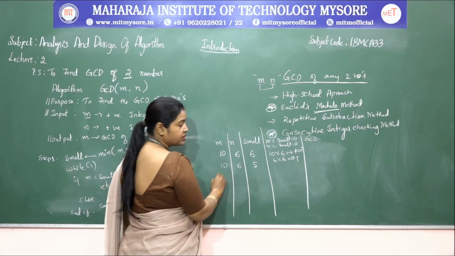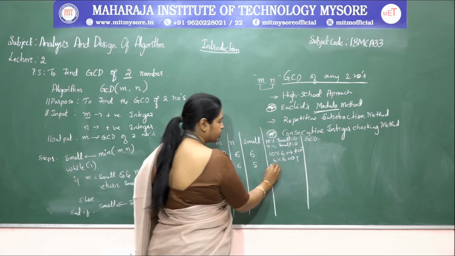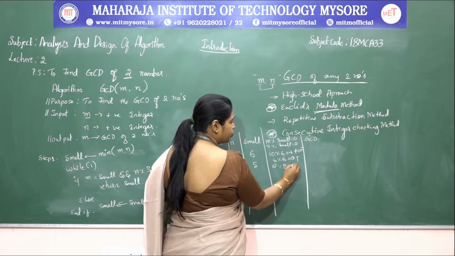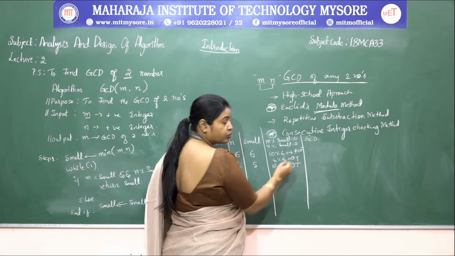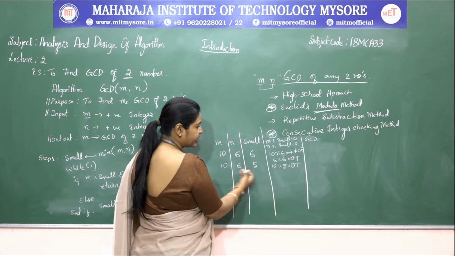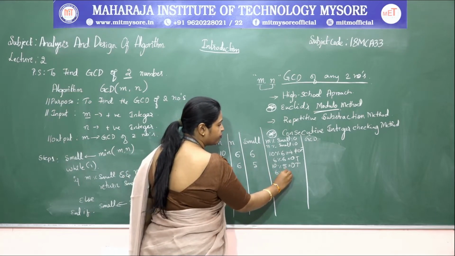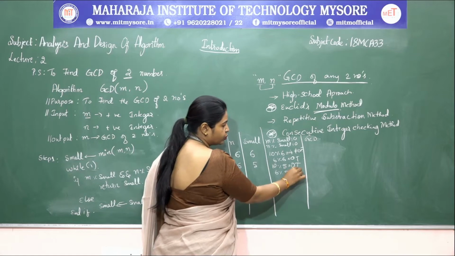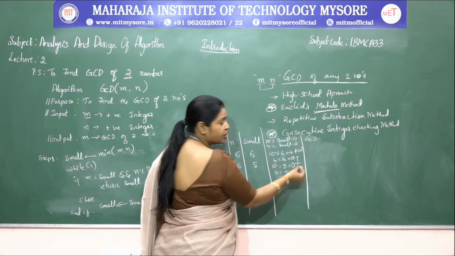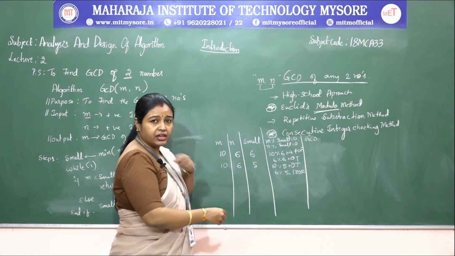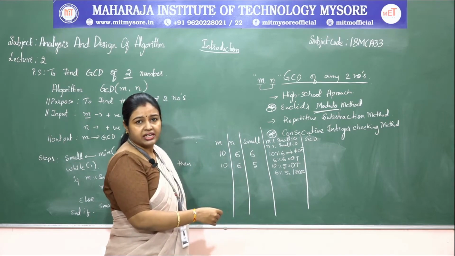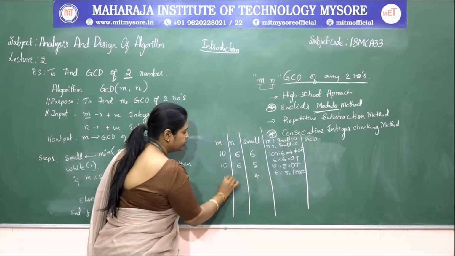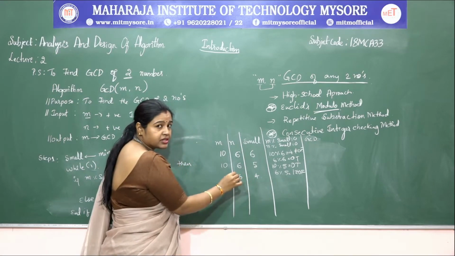Now the same numbers m and n, 10 and 6. So again we need to check the condition. 10 mod with the small value, 5, the value is 0. This is true, correct. But what about the second statement, that is 6 mod 5, is it 0? No, it is 1, which is not equal to 0. This is false. If it is false, again we need to reduce the small by 1. That is 4. So 10 is the first number, the second number is 6.